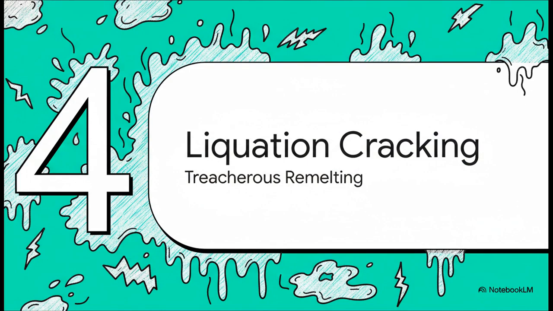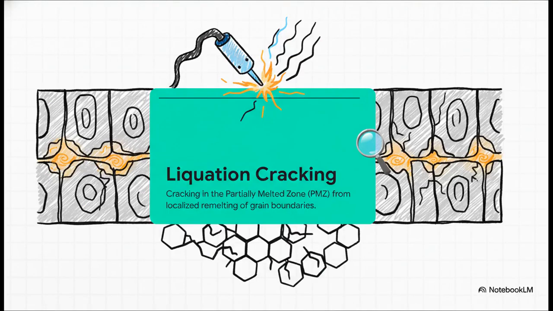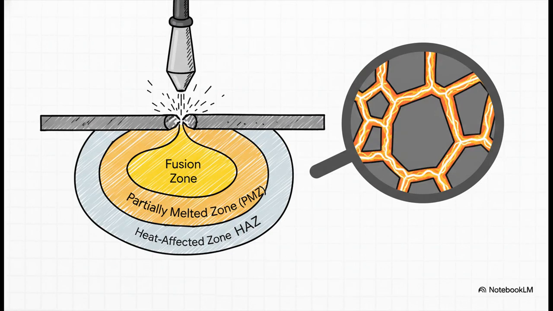All right, now for something a little more subtle, but honestly just as dangerous, let's talk about its sneaky relative, liquation cracking. This is a totally different beast. We're not talking about the weld pool freezing anymore. Liquation cracking happens in the solid material right next to the weld. What happens is, certain weak spots along the metal's grain boundaries literally remelt from the heat, even when the rest of the metal around it stays solid. It's wild. So the intense heat from the welding arc creates this area called the heat-affected zone. And right on the edge of the molten weld pool is the most vulnerable part of that zone, the partially melted zone, or PMZ.